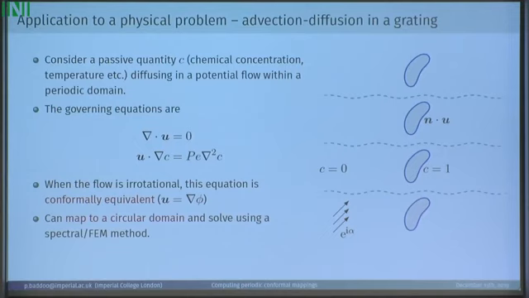And we say that concentration is 0 upstream. And we have a no-flux condition on the boundary of the circle. So our approach is to map this problem into the circular domain, solve the problem there, and then map it back into the physical domain of interest.